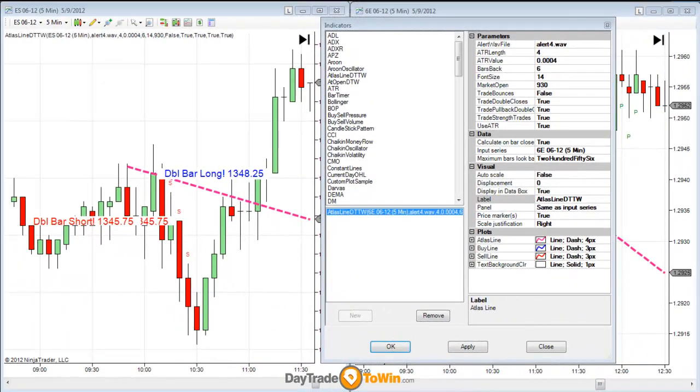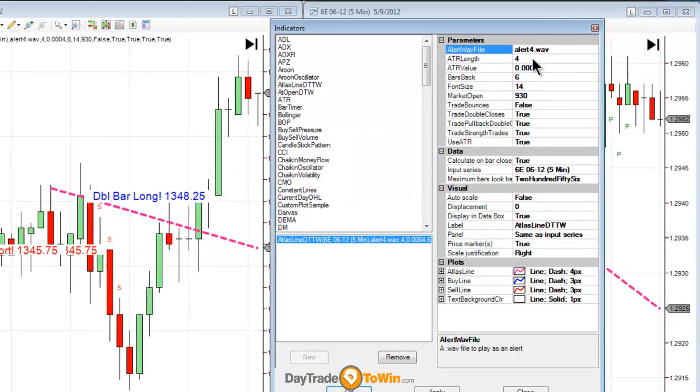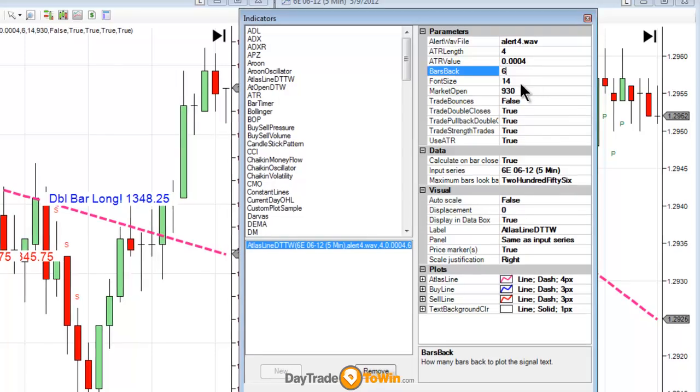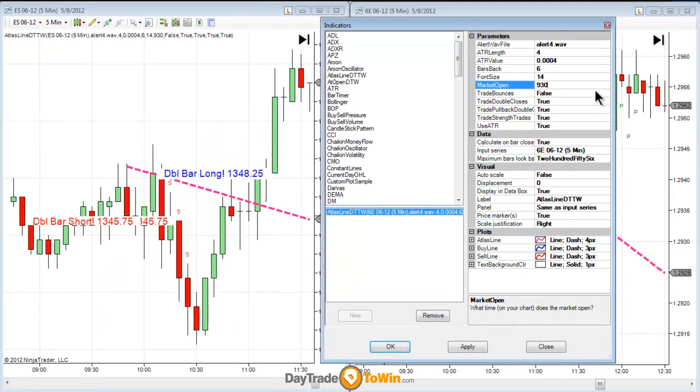I have the Atlas Line added to my chart, and we can configure each of these parameters based on your settings, where you live in the world. You can turn the orders on or off, and it's very customizable as far as what you want to do with the text, the colors, and the entries for the Atlas Line.